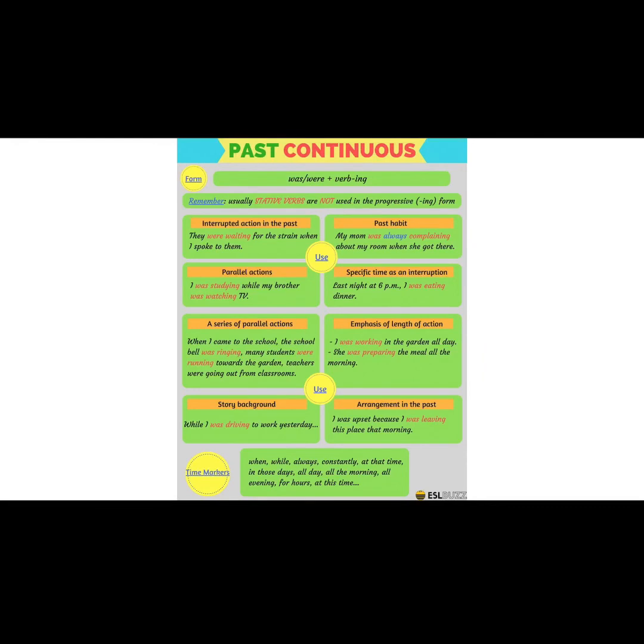In the image, you can find a summary of what I have explained before. Observe carefully each one of the uses of the past continuous tense. The image is also providing an example for each one of the uses.